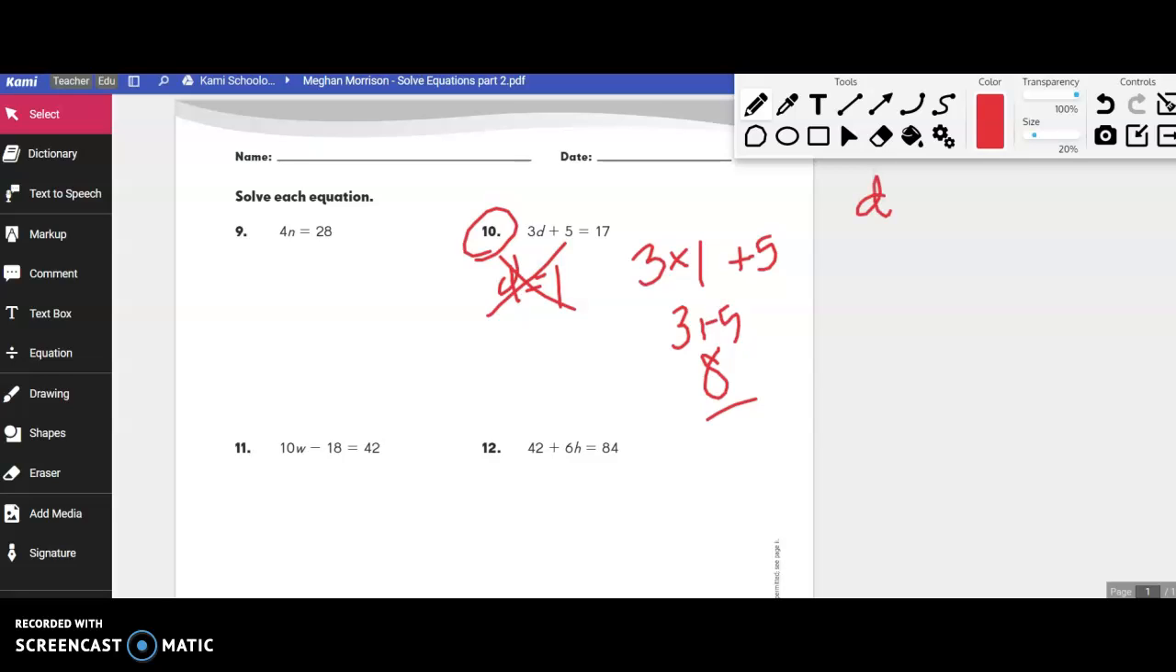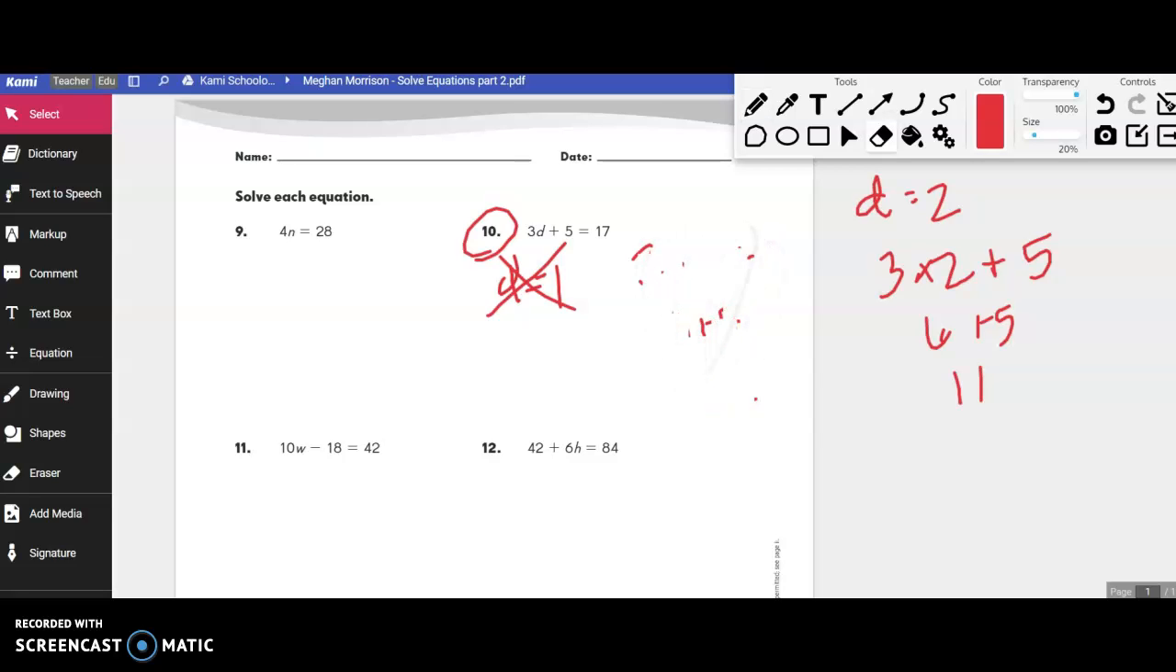So say I try d equals 2. 3 times 2 plus 5. 3 times 2 is 6, plus 5 is 11. Okay, I'm closer. So I'll try d equals 3. I know it's not 1 or 2. So let's try d equals 3.